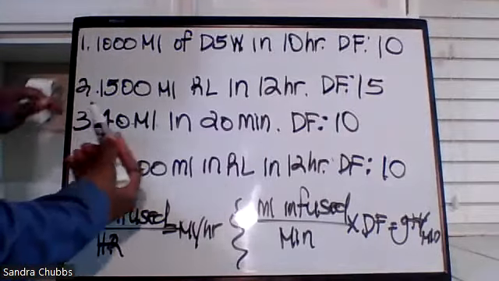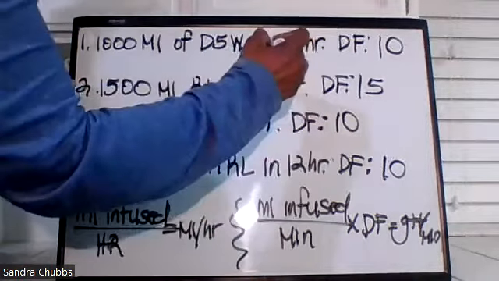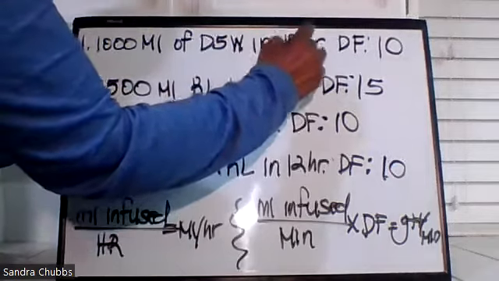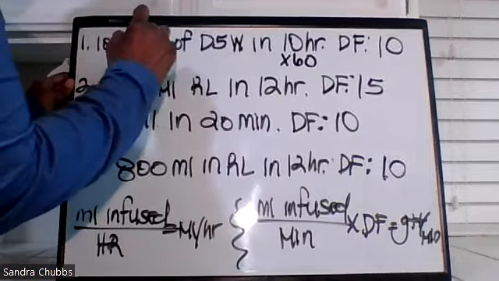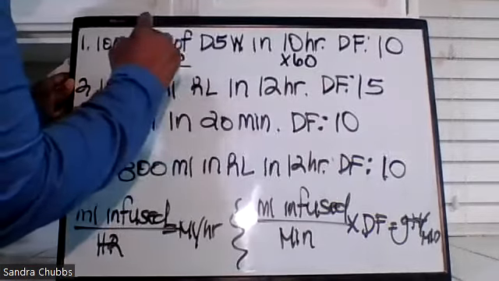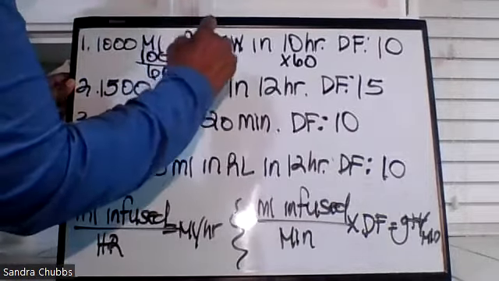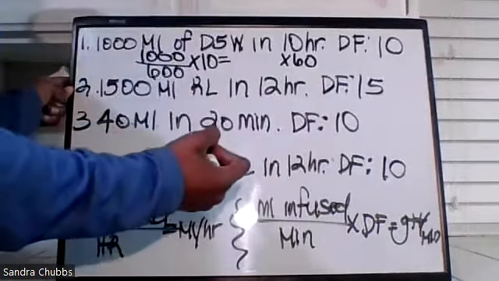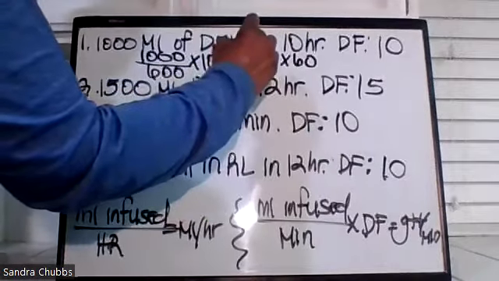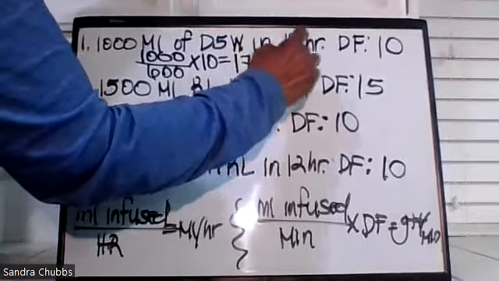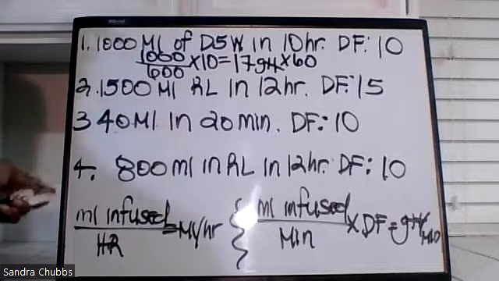So the setup for this one is very simple. You have to convert the hours to minutes to fit the formula. So with this one, you are going to multiply by 60, and the setup will be now 1,000 divided by 600 times the drop factor, which is 10, and the answer comes out to 16.6 something. So the answer, rounded to the nearest whole number, is going to be 17 GTT per minute for the first one.